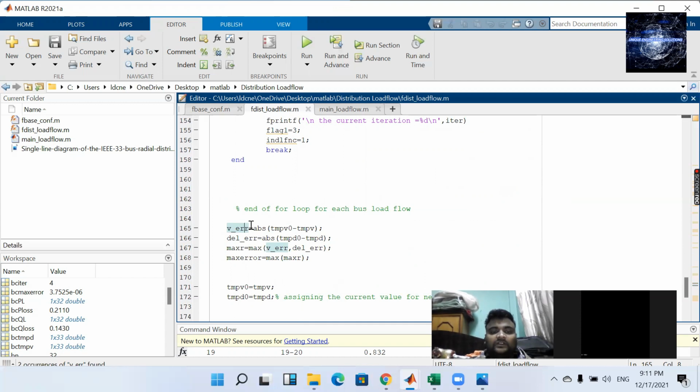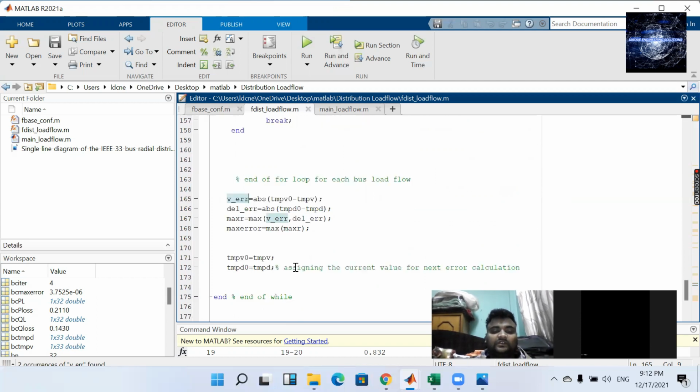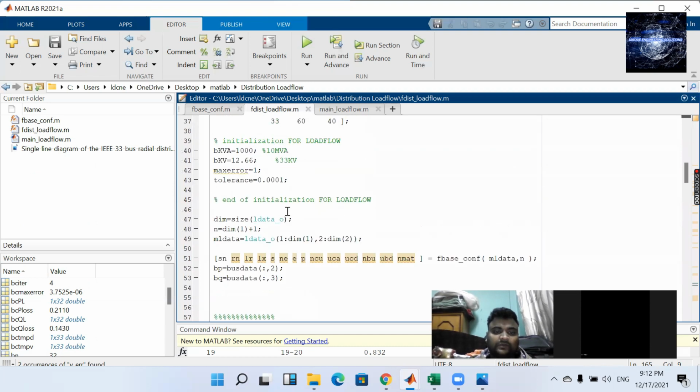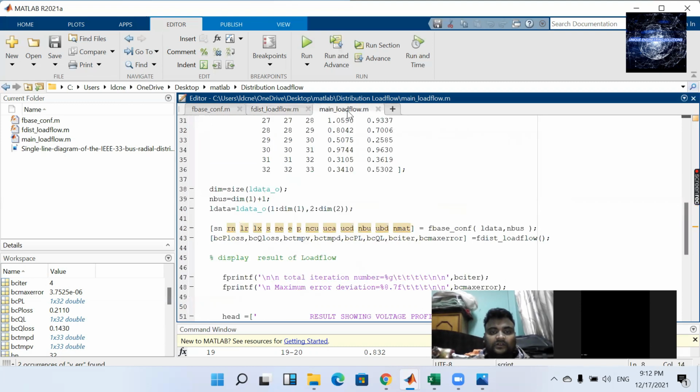Here we have calculated the voltage error, that is the real error, that is the error for angle as well as the error for voltage magnitude, and we have calculated the maximum error, and that maximum error must be within the tolerance level. If that becomes under the tolerance level, that is we have kept it at 10 to the power minus 4. If the max error is within this range, then we conclude that load flow is converged. Now let's run the load flow.